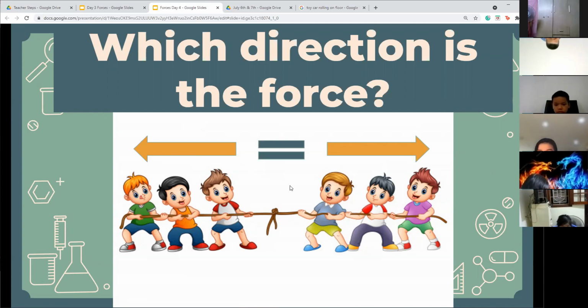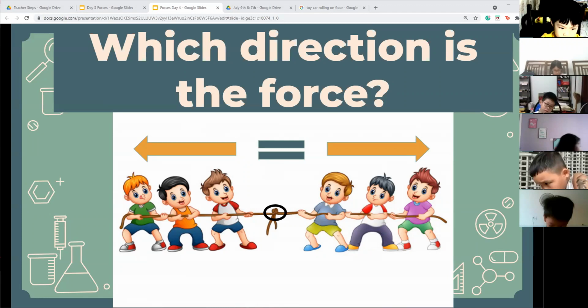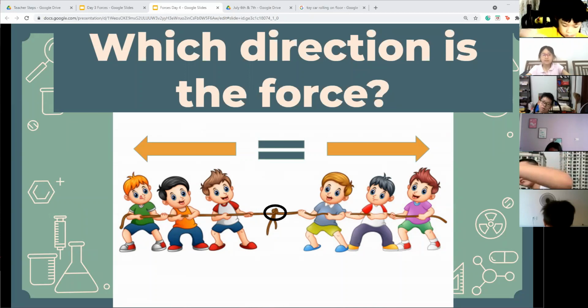If the forces are equal, will the center of the rope move? Will the center of the rope move if the forces are equal? Pony? It will stay the same. Stay there. Yep, exactly. It will stay the same.